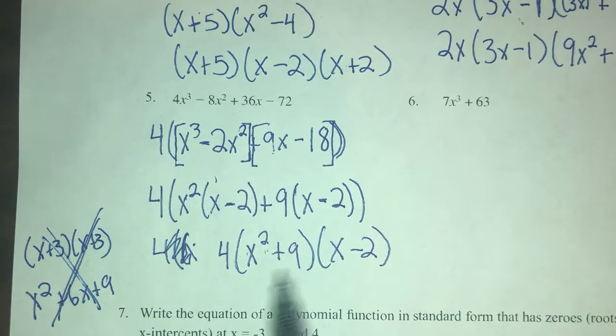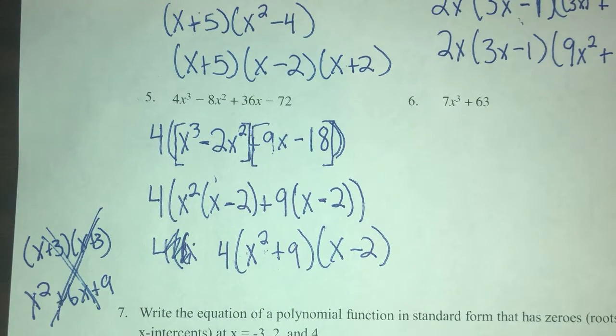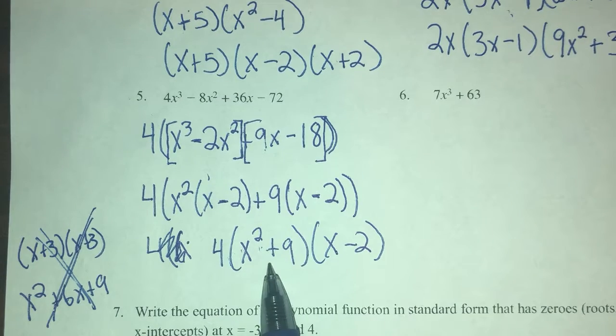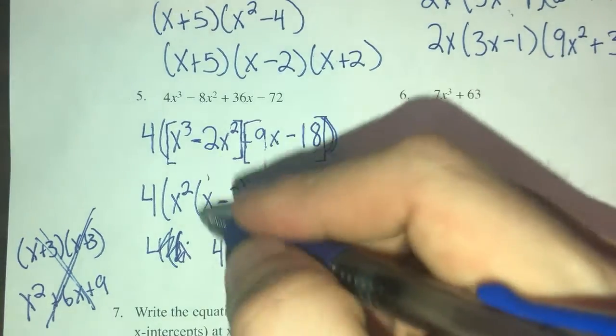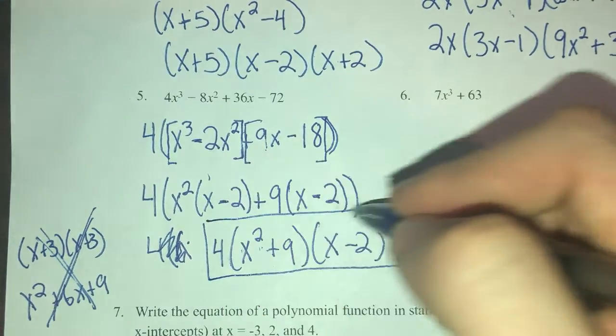What we're going to learn is there's no way to break this down over the real numbers. And I know that because x squared plus 9 is never going to be equal to 0 for any real number. There's no x to make that 0 for any real number. So actually, though we wouldn't think it, I'm done here.